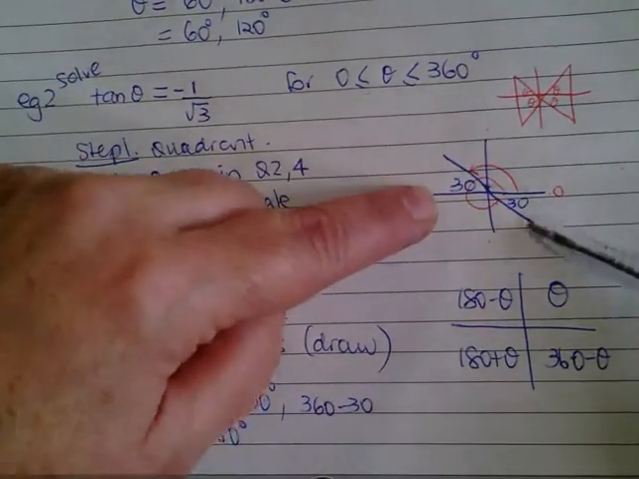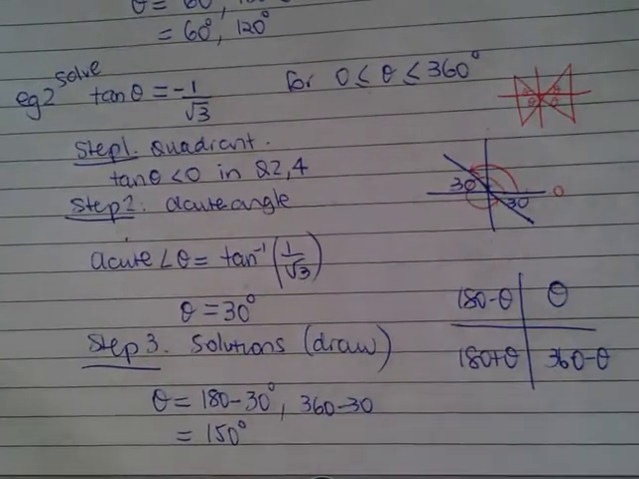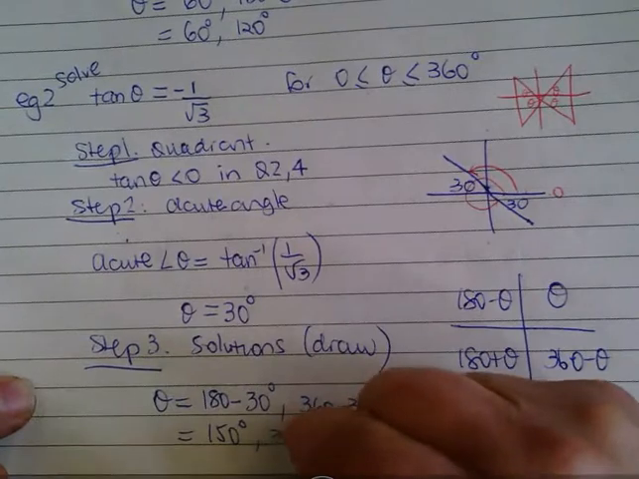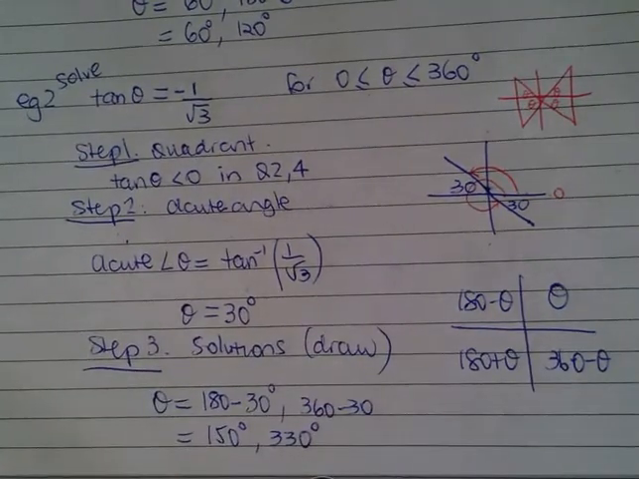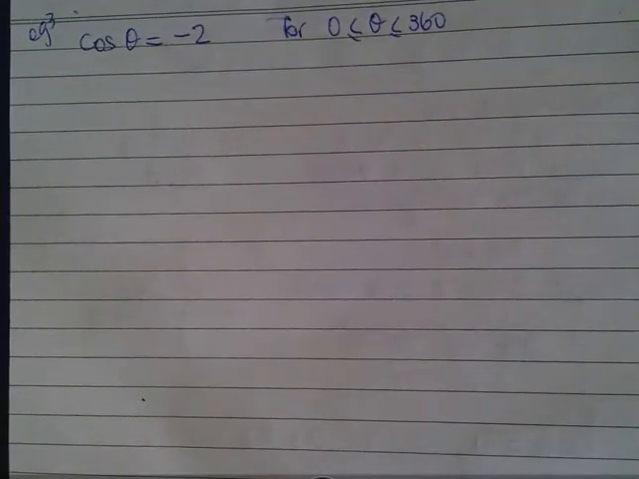If you're a visual person, you just draw the diagram. You don't have to know any rules. You just draw it. 150 and 330. Okay? And let's do one more. We've done a sine, we've done a tan. Let's do a cos.